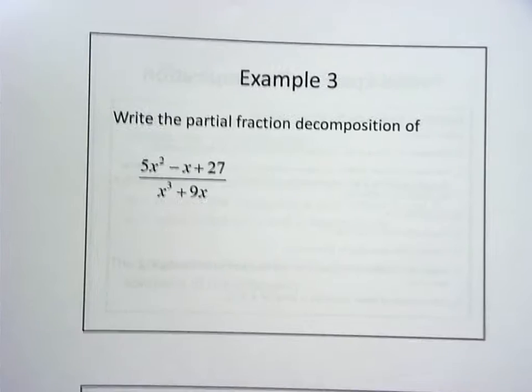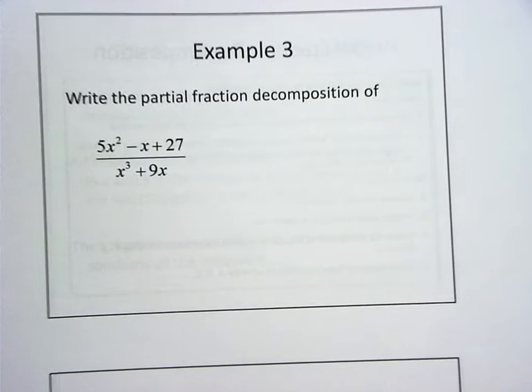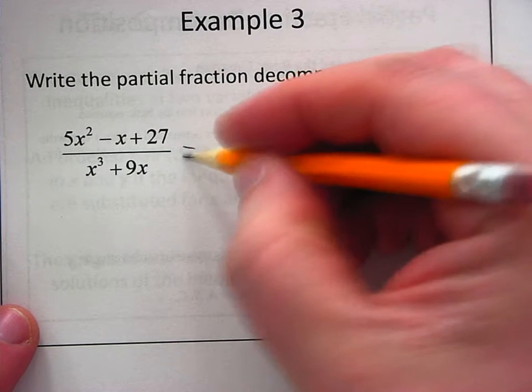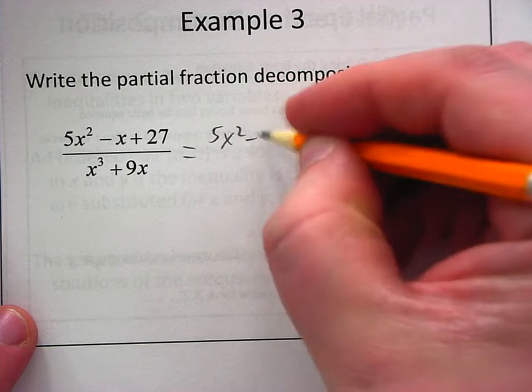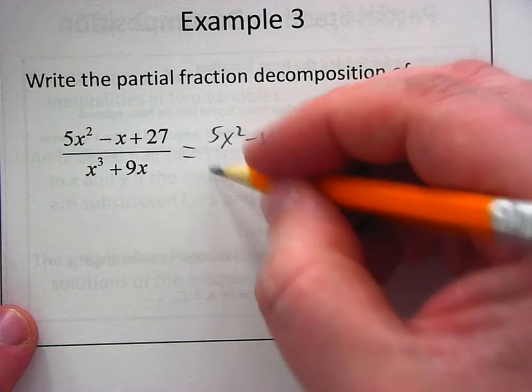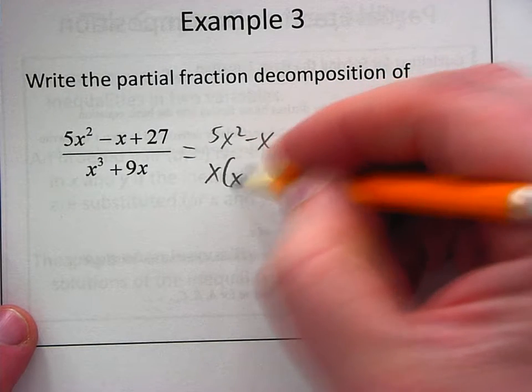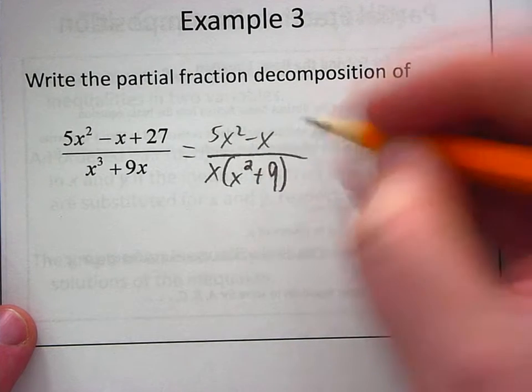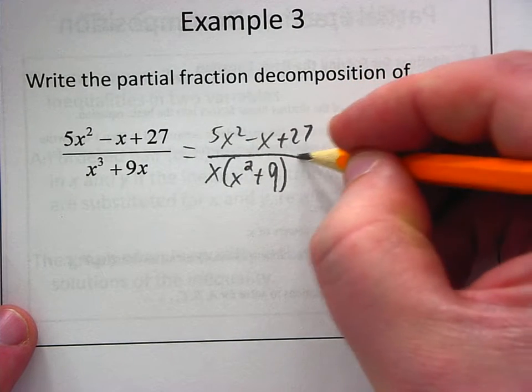Let's make them a little more complex. We just have the 4 examples to work through. Here, where would I start? Factor the denominator. What is this denominator going to factor into? x times x squared plus 9. Now, will that factor further?